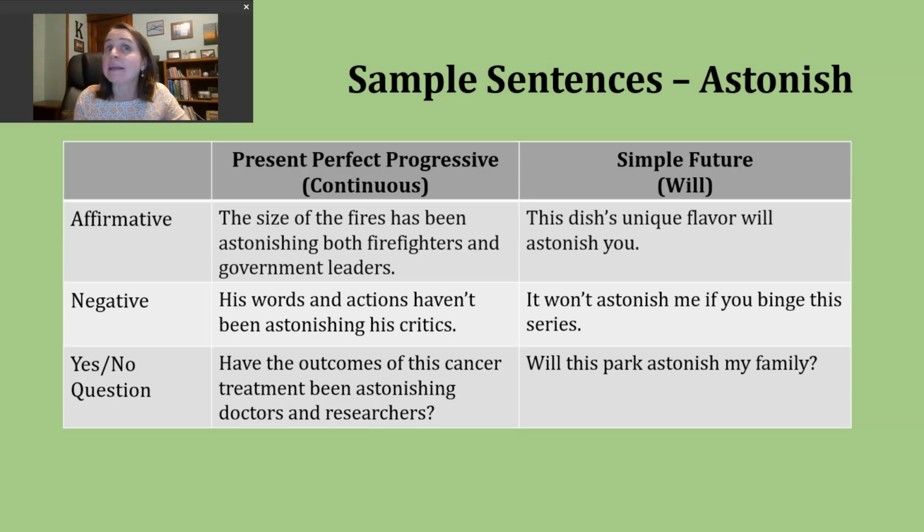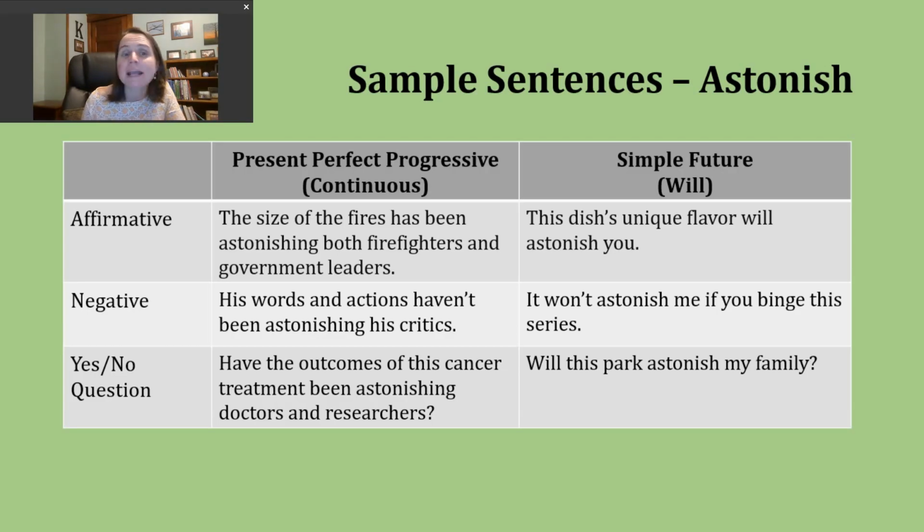Now, if you want to make a negative present perfect progressive sentence, again, pay attention to your subject because you'll use either have or has, followed by not, then the participle been, and then the ing form of the verb. Here's another example sentence. His words and actions haven't been astonishing his critics. So here, we're suggesting that something isn't surprising.